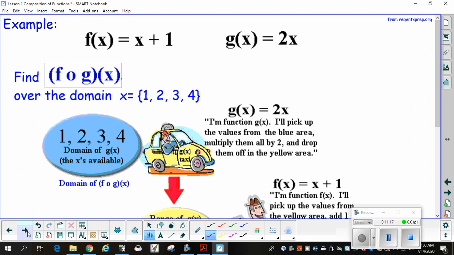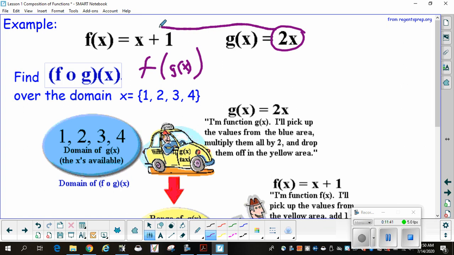Now, here's an example. F of x is equal to x plus 1, g of x is equal to 2x. This says f of g of x. And again, my preferred way of doing this is like this, only because it's a little more visual. It's saying, take this, and every place where there was an x, I'm going to put in 2x. So that's what this means.